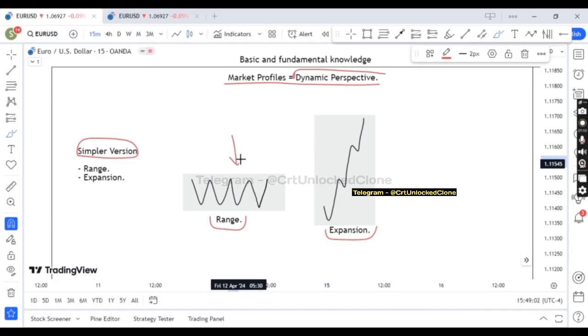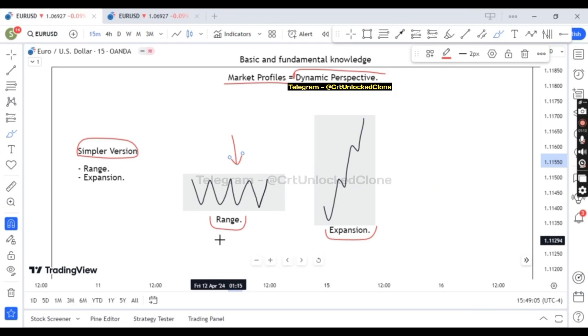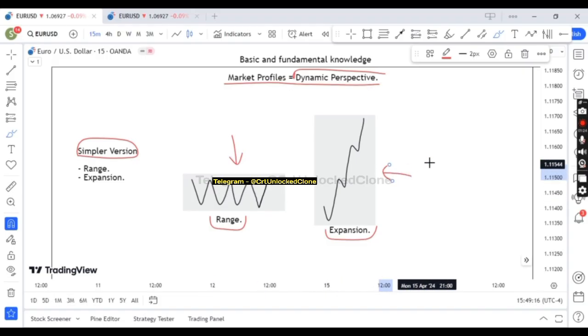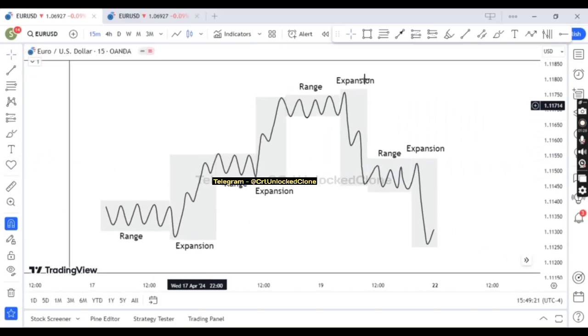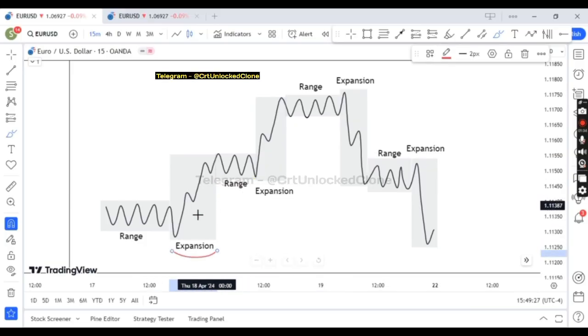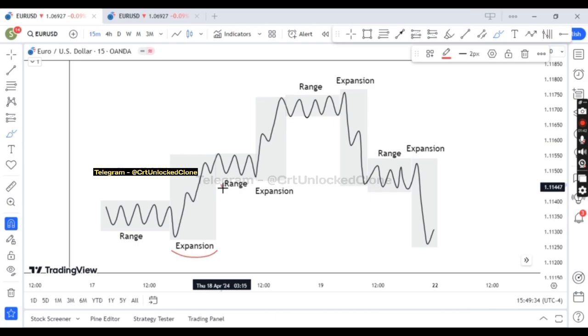Now, you guys have been taught only the simpler version of market profiles and are only familiar with this one, right? Now, the way the market moves is that it basically moves either in a ranging profile or an expansion profile. So first of all, we start with a ranging profile, and then after a ranging profile has ended, we then turn into another profile, which is an expansion profile. And then after an expansion has occurred, we cannot have another expansion after it. After an expansion profile is ended, we turn into another ranging profile before making another expansion, right?